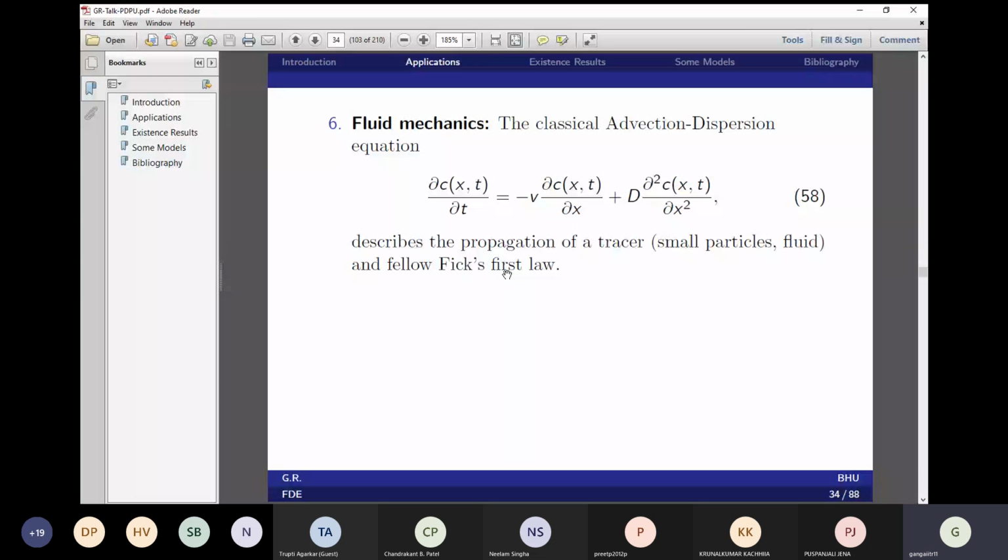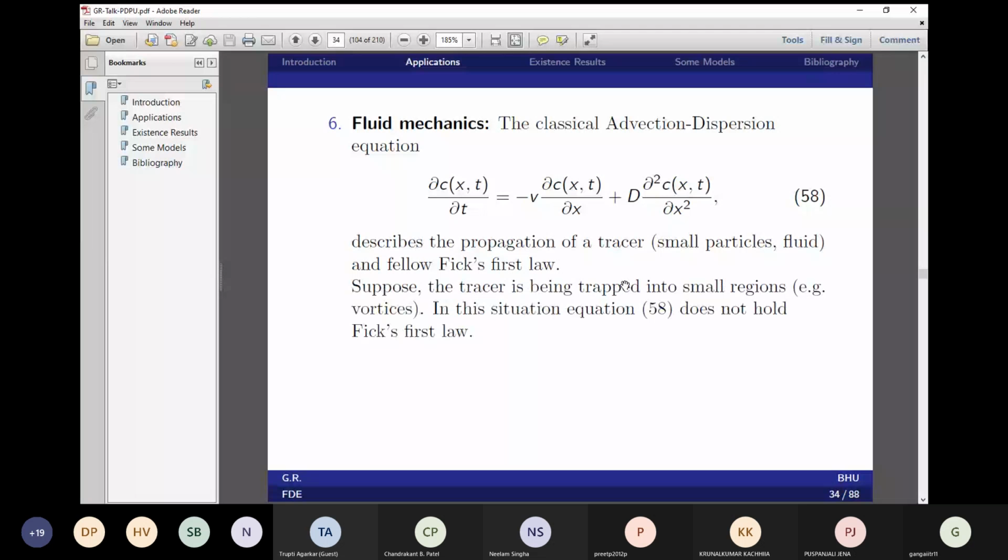Fluid mechanics. The classical advection-dispersion equation is represented by equation 58. Basically, this equation describes the propagation of the pressure of small particles in a fluid and follows Fick's law. But when the fluid passes through small vortices, small regions, that equation does not work here. In that situation, the ordinary derivative does not work.